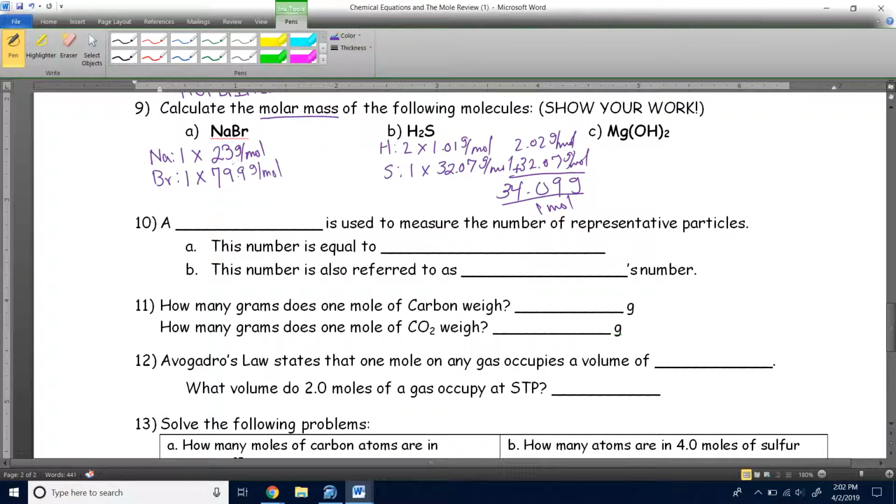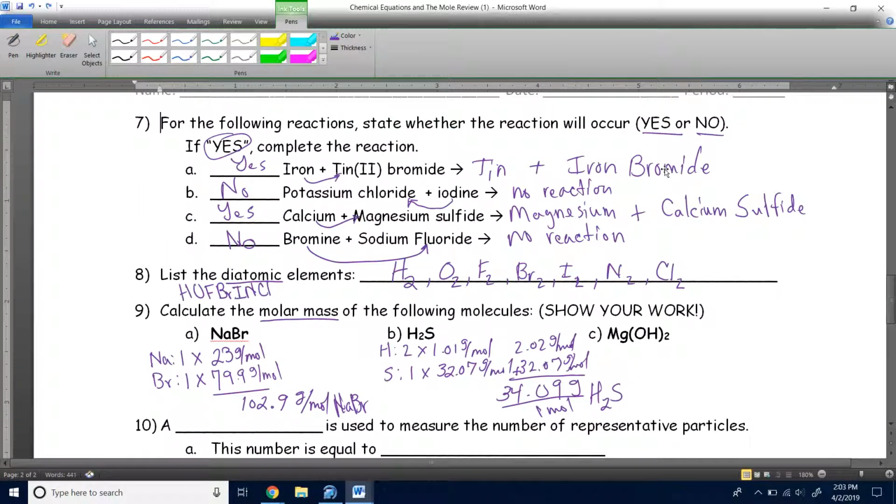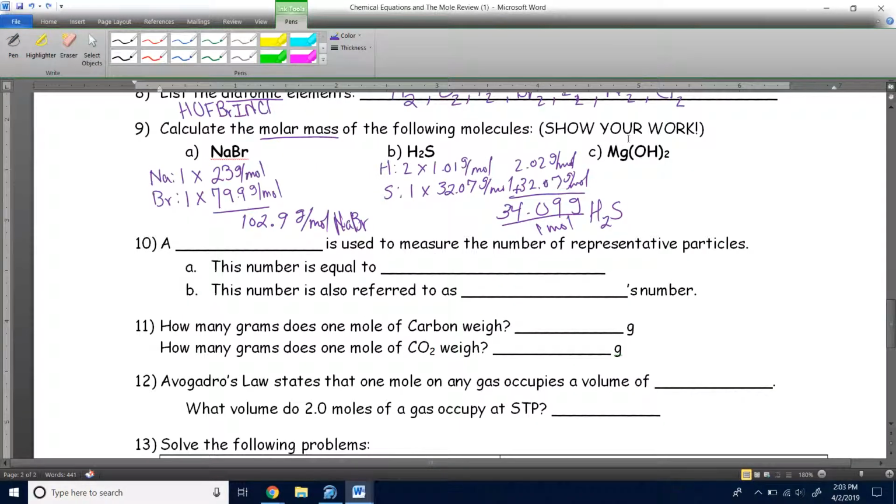And then if we were to do these, remember we just sum these together because there's only one, we would get 102.9 grams per mole. All right. And then grams per mole of what? NaBr. And then for this one would be H2S. I'm going to leave this one for you guys to do on your own. You guys should have done this in class already as well. So let's keep it rolling.